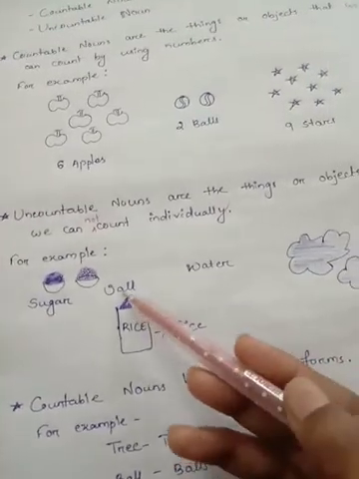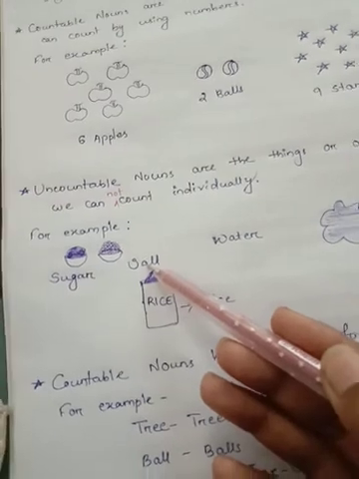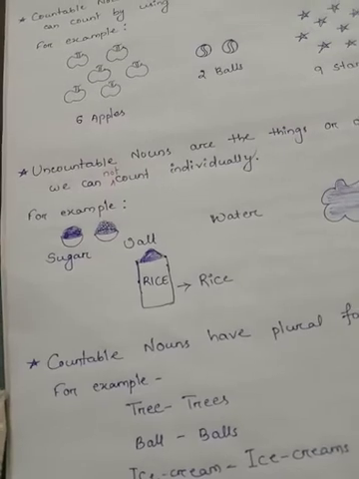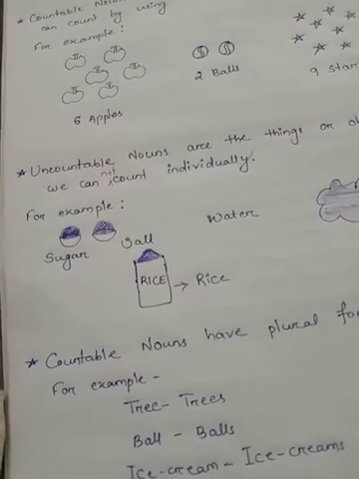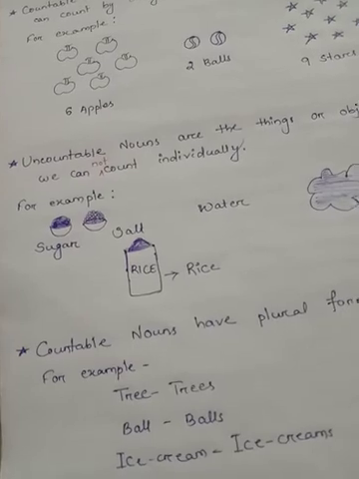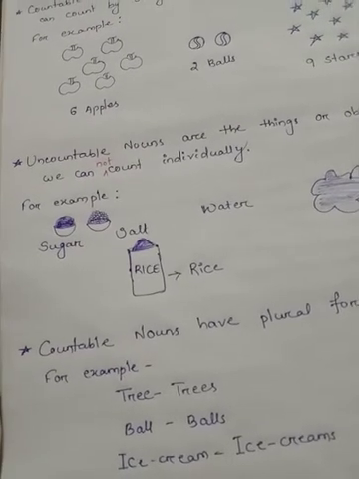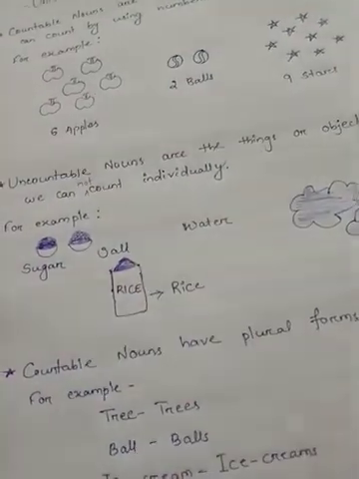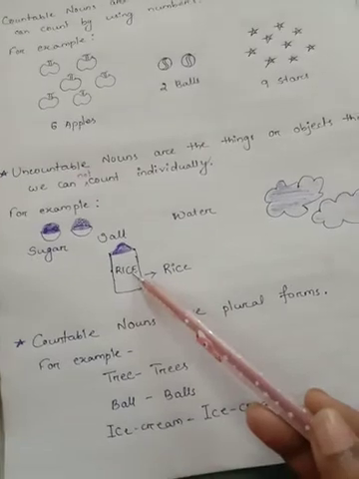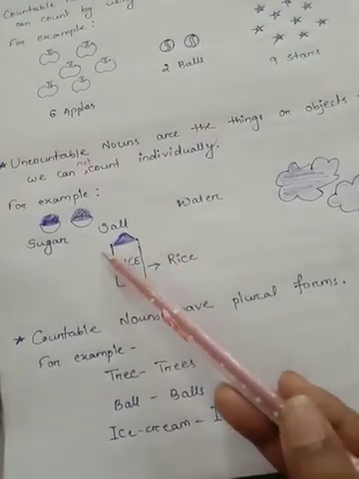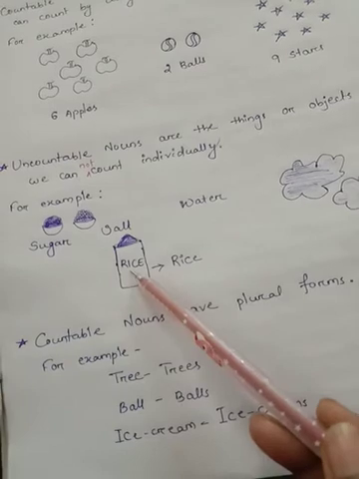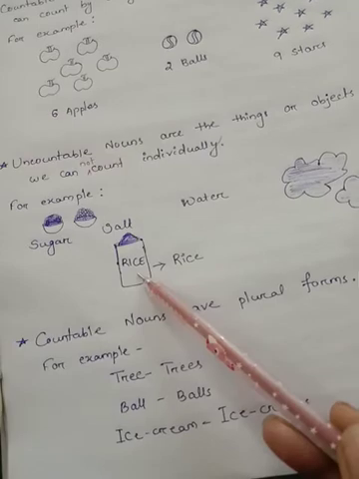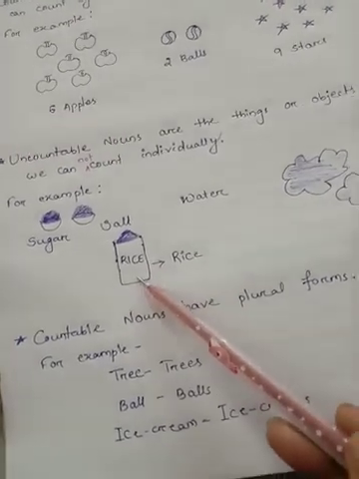Next thing, salt. Have you seen the packet of salt? Everyone has seen? Can you count those small pieces of salt? No, we can't count them, right? Or that is impossible to count them. So, salt is also uncountable noun. Next, there is a packet or bag of rice. Can you count these pieces of rice? No, that is impossible to count. So, rice is also uncountable.